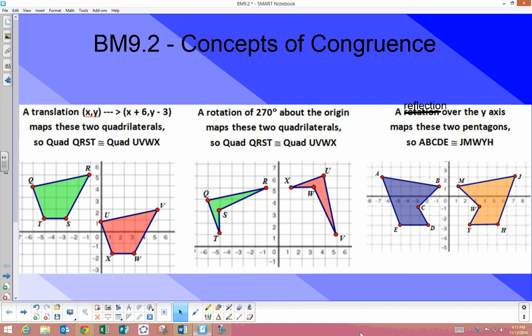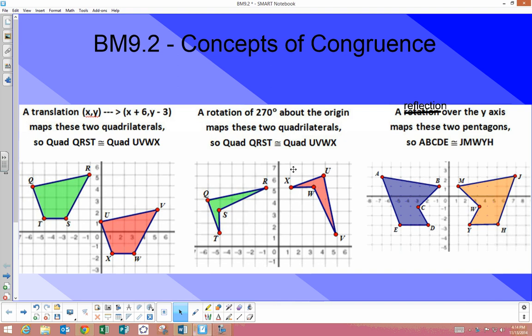Hey, it's Mr. Wolf. Today we're going to catch up on benchmark 9. We'll call this 9.2. We're just going to fill in a few gaps left in this particular benchmark in which we talk about congruence and how we prove congruence by transformations.